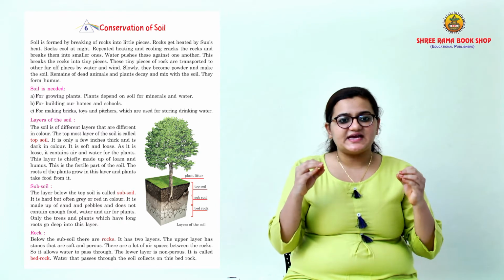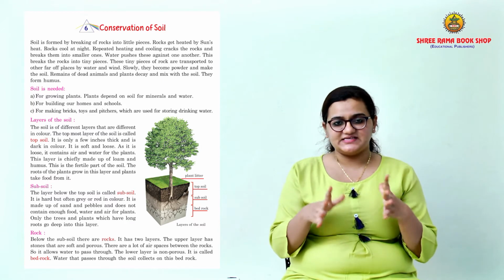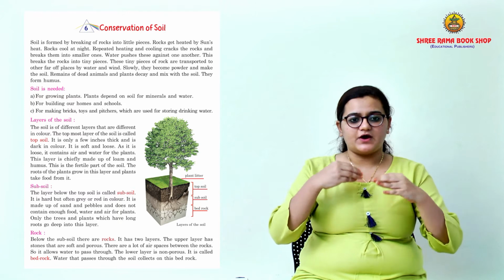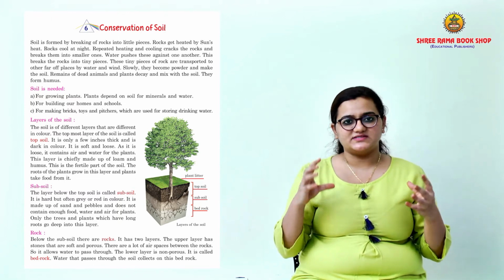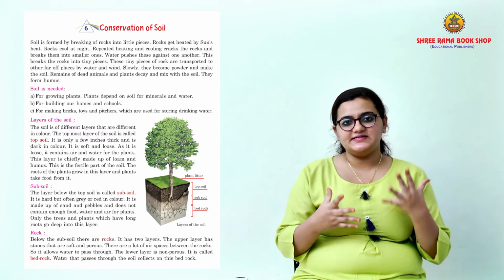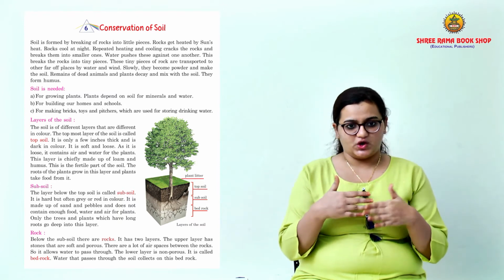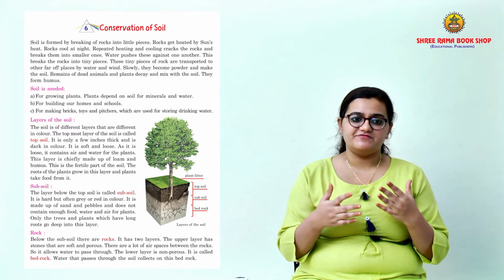These tiny pieces of rock are transported to far off places by water and wind. Slowly they become powder, and this is called soil, which was once a rock. The remains of dead animals and plants decay and mix with the soil and form humus. They make the soil fertile.